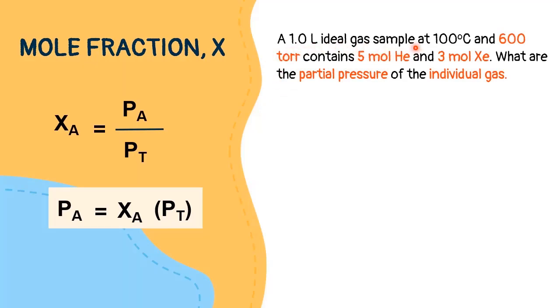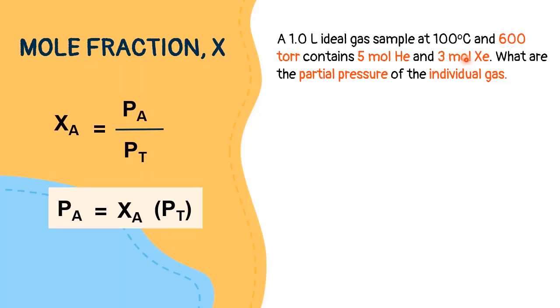A 1 liter ideal gas sample at 100 degrees Celsius and 600 torr contains 5 moles of helium and 3 moles of xenon. What are the partial pressures of the individual gases? We can choose the traditional way we have done in the last two examples, by substituting into the ideal gas equation. It would still give the same answer, as the question already provides us with the number of moles, the volume, together with the temperature.